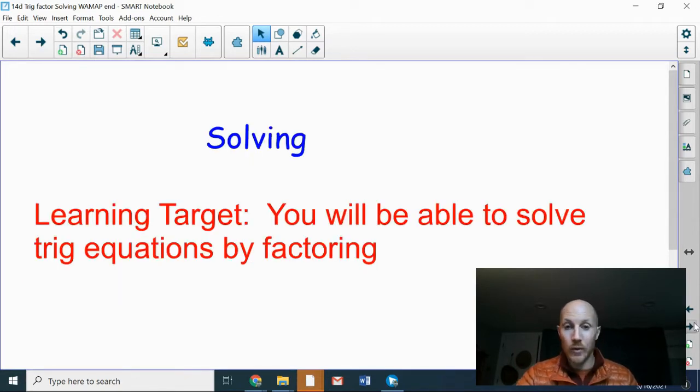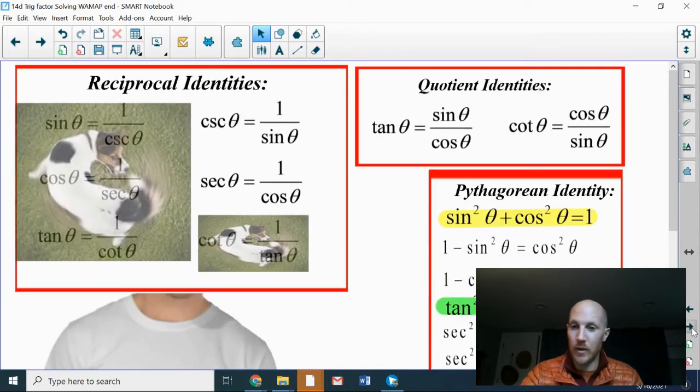So we'll be looking at solving today, solving trig equations using factoring. And we have today some opportunity perhaps to use our identities again. We've not used those in a little bit, so quick refresher.